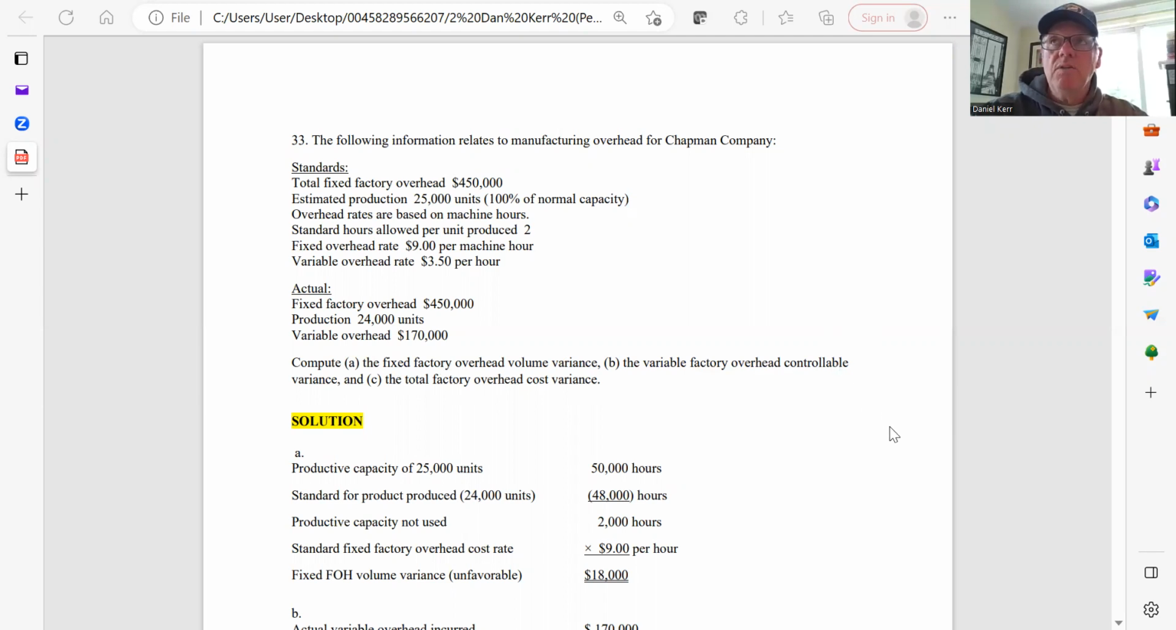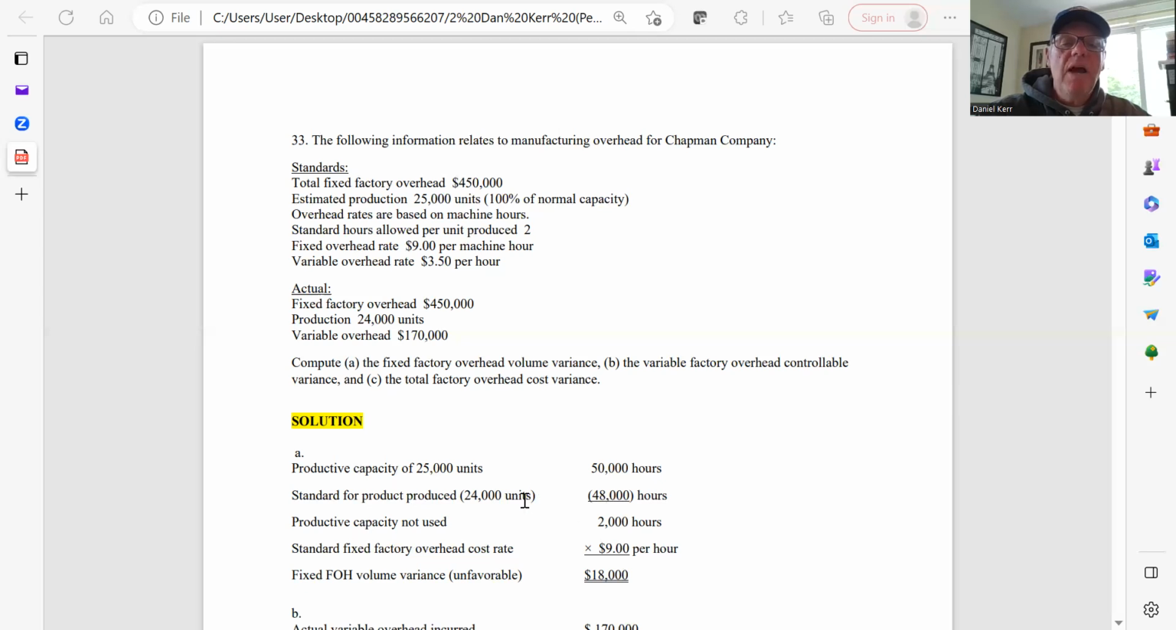For the controllable variance, what you need to do is take the actual amount spent on variable overhead and compare that to what it should have been based on the volume that we had. First thing we've got to do is compute the factory overhead volume variance. We assume that 50,000 units was our capacity. Our 25,000 units is normal capacity. It takes 2 hours to produce a unit. So if we are at full capacity, we would have worked 50,000 hours.